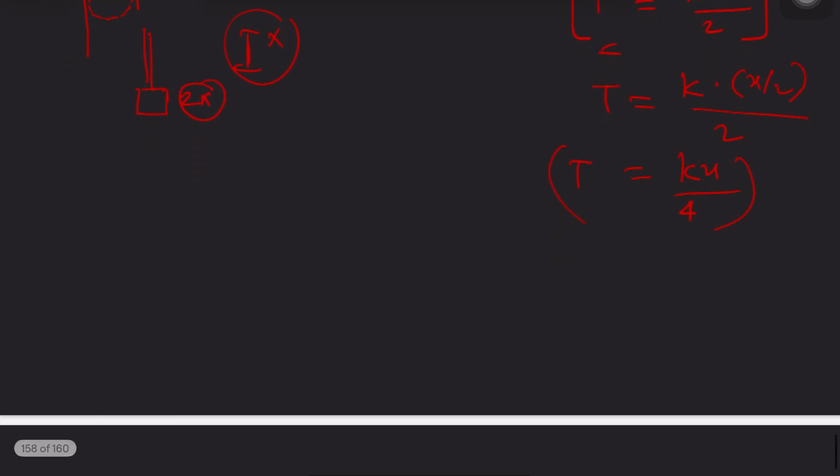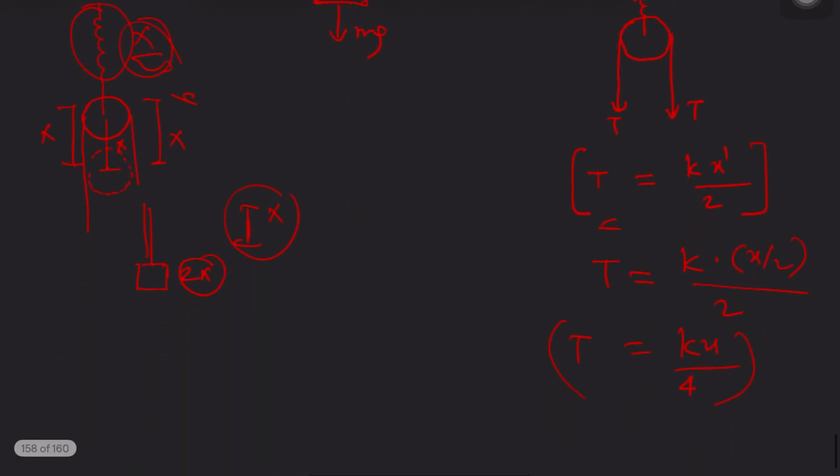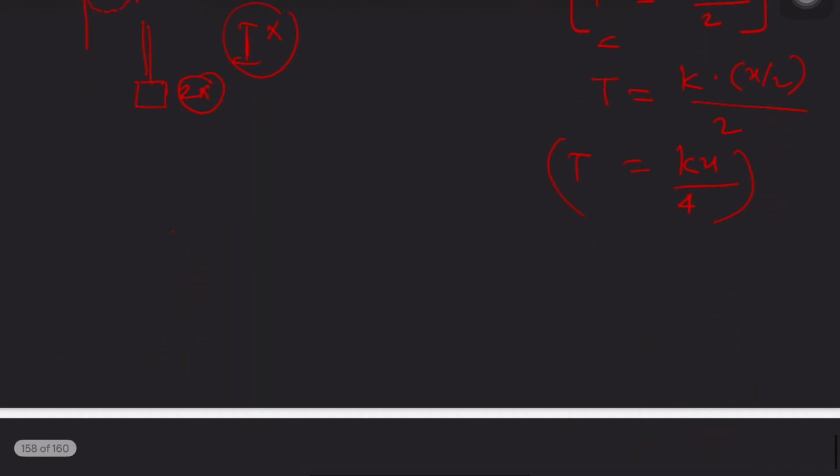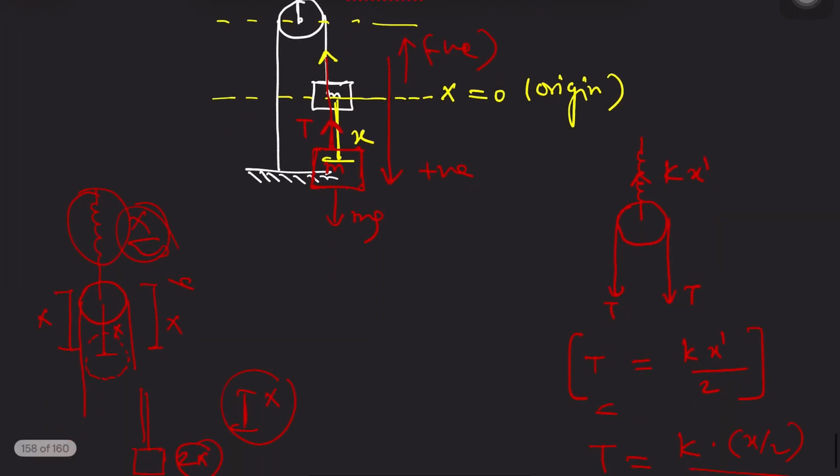Now if I write the force equation on the block, it will have T upward and mg downward. So for the force equation, I am taking downward as positive and upward as negative. This downward displacement I am taking as positive, and this side is going negative. This is the convention that we are using.